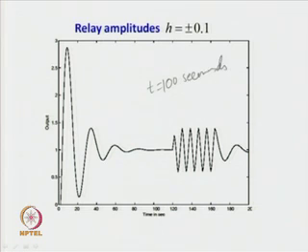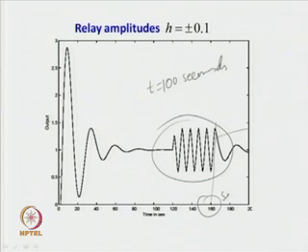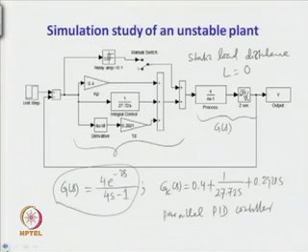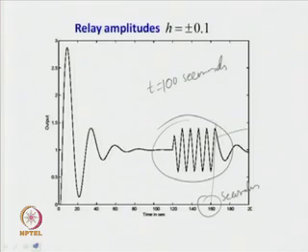So, when the relay is switched on at time t equal to 100 seconds, the limit cycle output takes place. The relay induces limit cycle output, and the relay is switched off at about 160 seconds. So, first we initially switch on the relay at about time t equal to 100 seconds and switch off the relay at time t equal to 160 seconds. In that case, we get the output of this form.